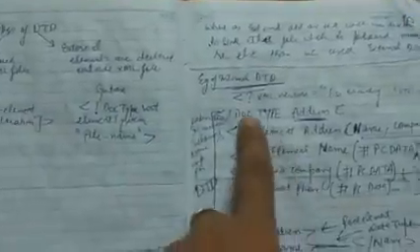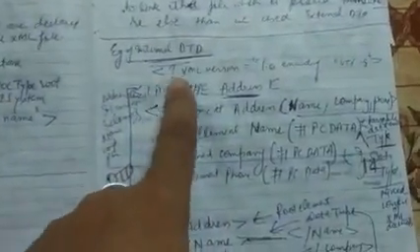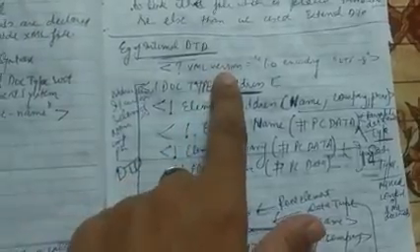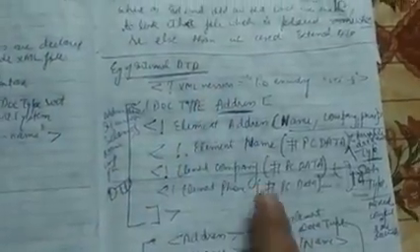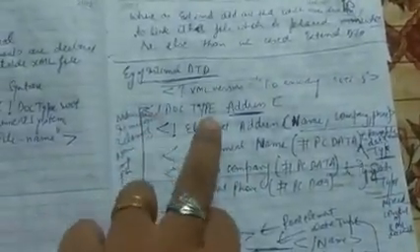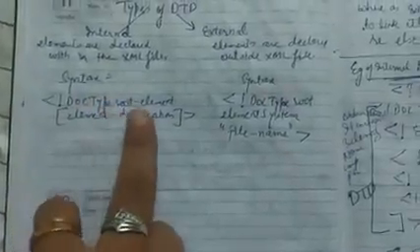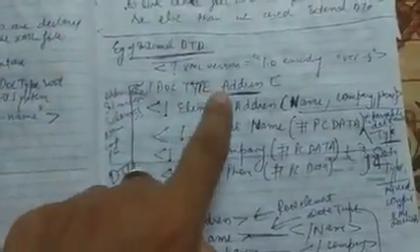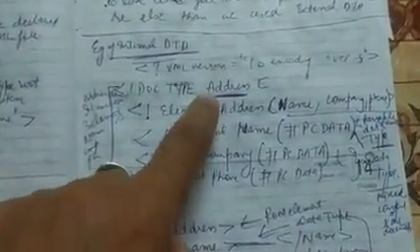In the internal DTD, what we write first is the XML version. This is compulsory, so only the XML version is written here, and then the document type. Here we discuss the document type and root element. What is a root element? It is a parent class. Like in the document type, the parent class is called address. This is a parent class.